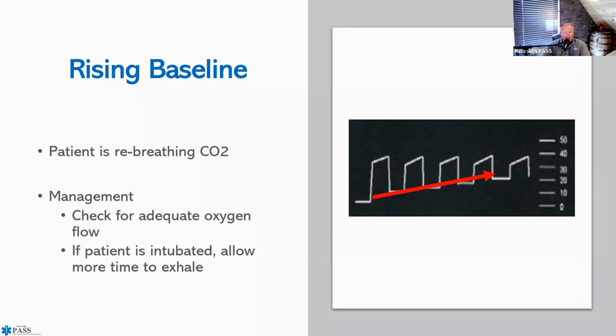If it is not an oxygen situation, your oxygen cylinder is full and it's flowing correctly, then basically what you need to do is allow your patient more time to exhale. So they are breath stacking. Basically, you're not allowing the patient to exhale fully before getting the next breath, and that will give you this rising baseline appearance.